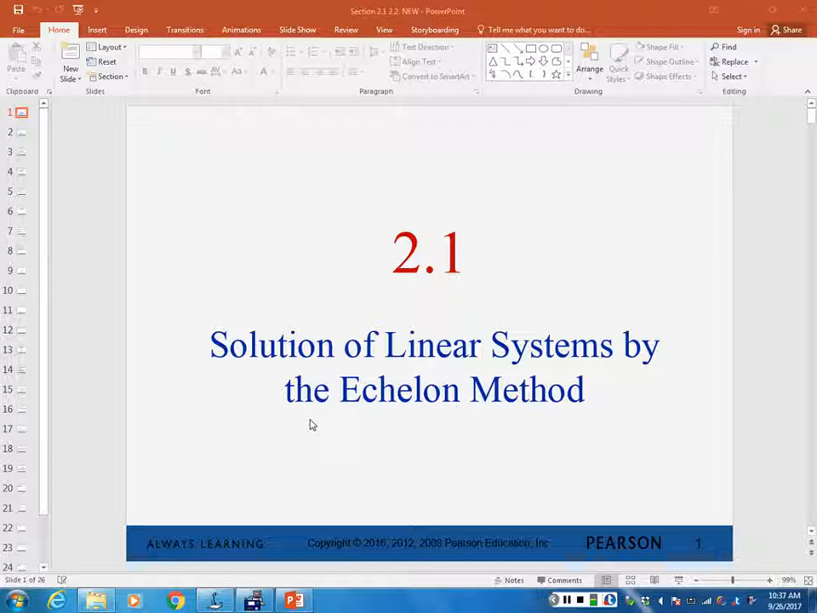Chapter 2 is only marginally about graphing, but it is all about linear equations, and groups of linear equations called a system of linear equations, and how you solve systems of linear equations using what's called the echelon method. It's also referred to as the Gauss-Jordan method. There's a whole area of algebra that studies the solution of systems of equations called linear algebra.